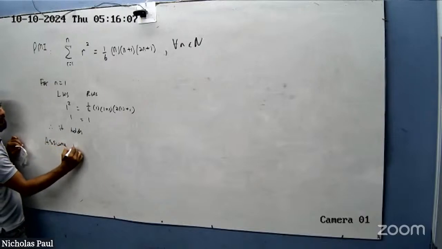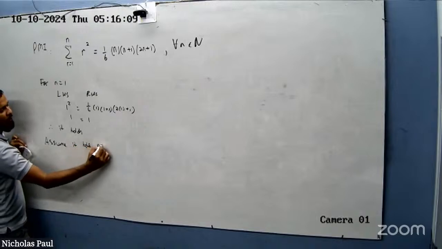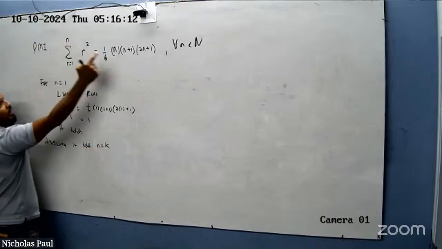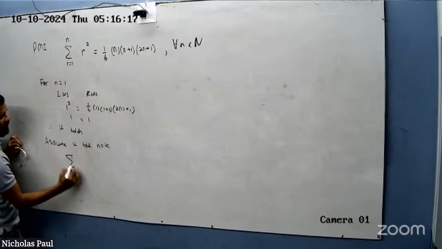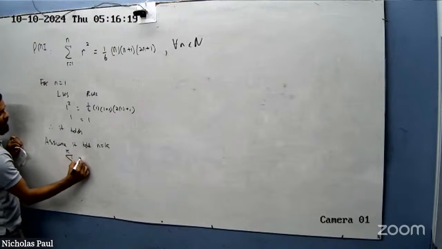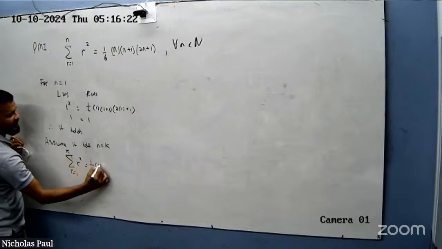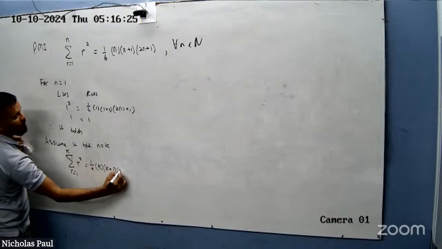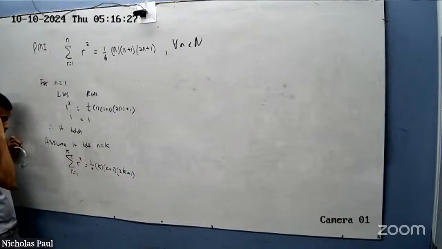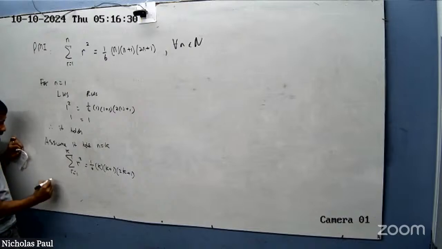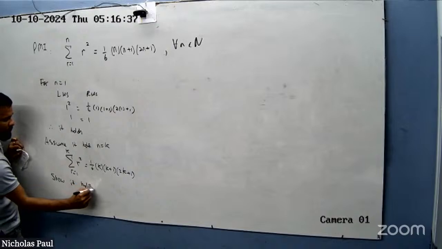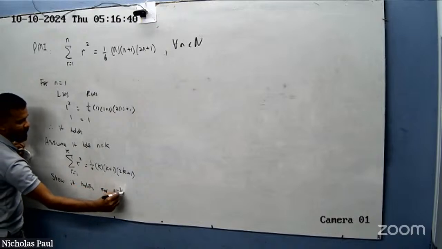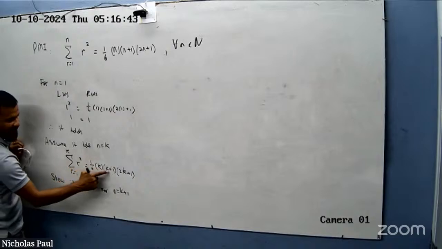We assume it holds for n is equal to k. So everywhere I have n, I just put k. Summation of r going from 1 to k of r squared is 1/6 k by k plus 1 by 2k plus 1. And then the step that we have to prove now. So now we have to show it holds for n is equal to k plus 1. So wherever I have k, I just put in k plus 1.